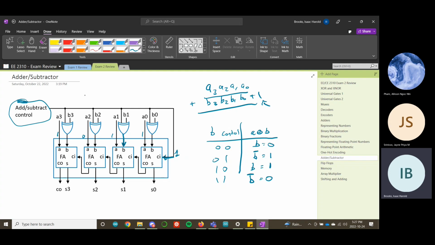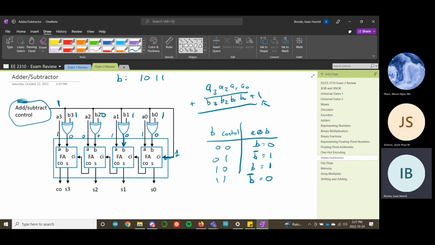So if your B is a negative number, then this whole line is going to be a 1. And whatever B is here is going to get flipped. So this is going to be B3 not, B2 not. So if B was 1, 0, 1, 1, we'd have a 1, 0, 1, 1. And if our control was 1, then these would be flipped. So the output of this XOR, 1 and 1 is 0, 1 and 0 is 1, 1 and 1 is 0, 1 and 1 is 0. Okay, so these are the bits that would actually go into your adder.